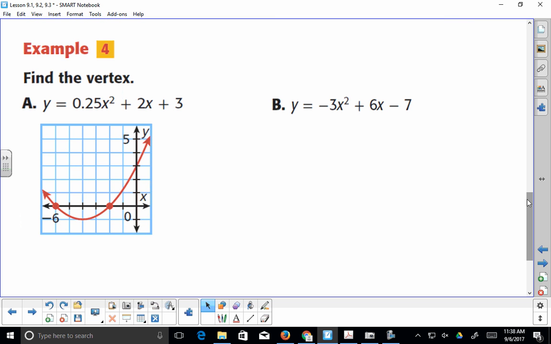Now, sometimes if they give us a graph, hopefully you can find the vertex without doing any calculations, right? So we know that here our vertex is this point down here, which is at negative 1, 2, 3, 4, and negative 1. So the vertex here is at negative 4, negative 1.